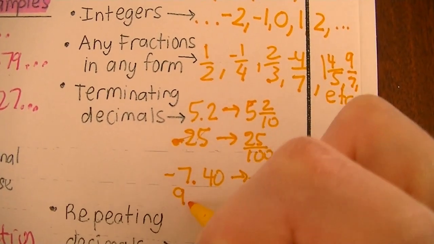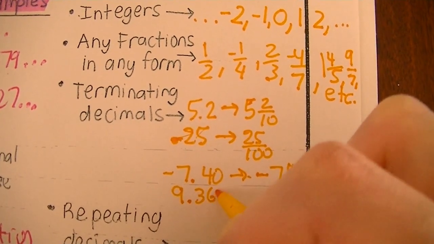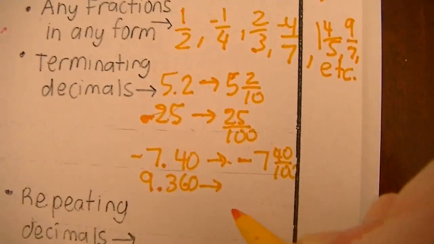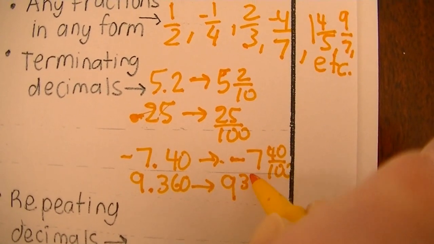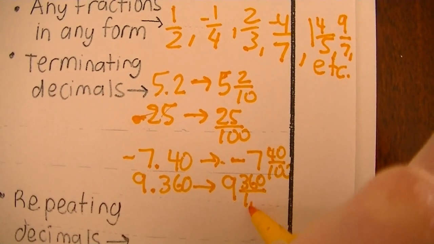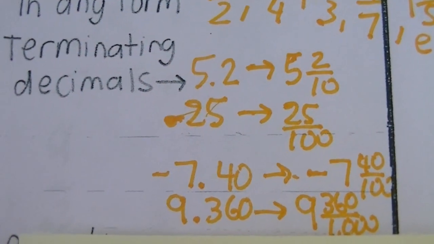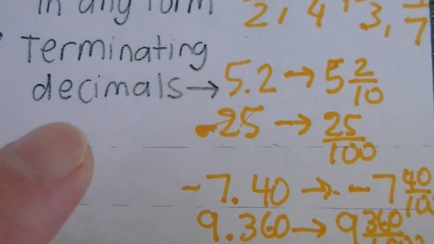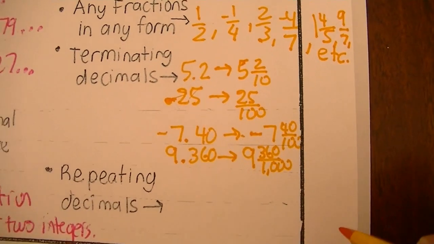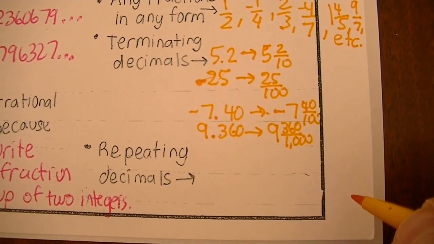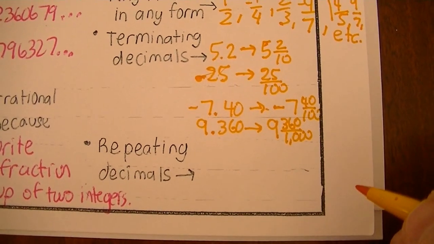How about 9 and 360,000ths? Here's what it would look like as a fraction. 9 and 360,000ths. They are called terminating decimals because they don't go on forever. They just stop. Okay? All right, and last to the list of rational numbers are repeating decimals.